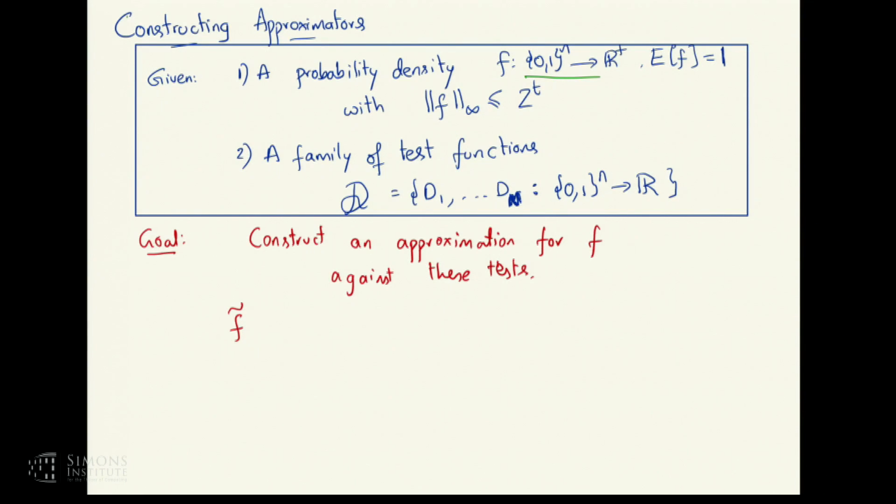In what sense is it an approximator? If you take any of the tests di, and take the inner product with di, that's close to what it would be with the original function. So f tilde is an approximation for f in the sense that on all these tests, the value of the test is within plus or minus eta of the actual value. And of course, you would want f tilde to also be a density.